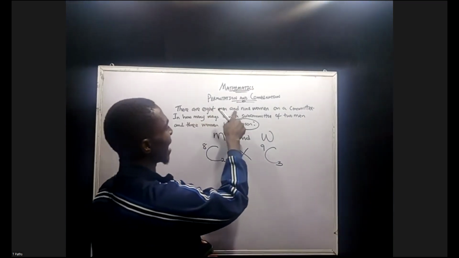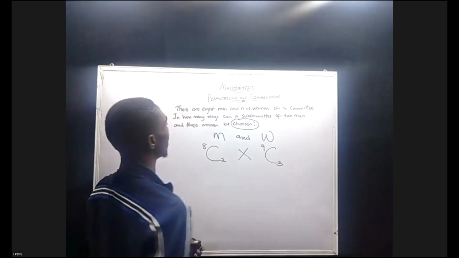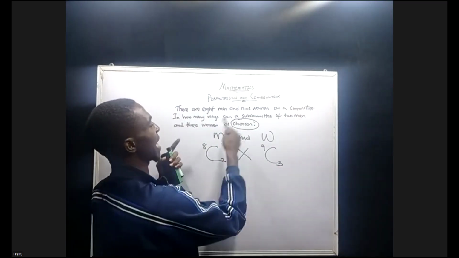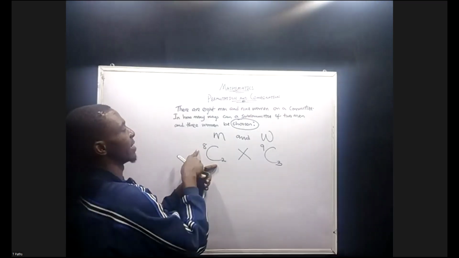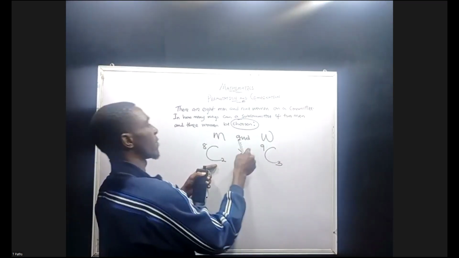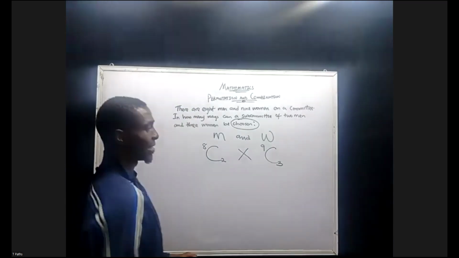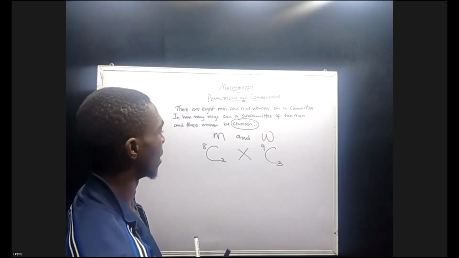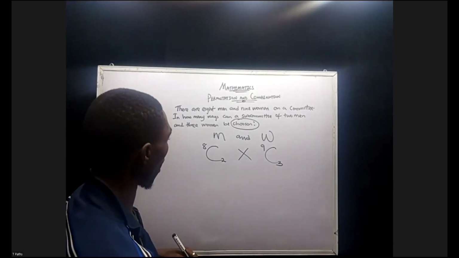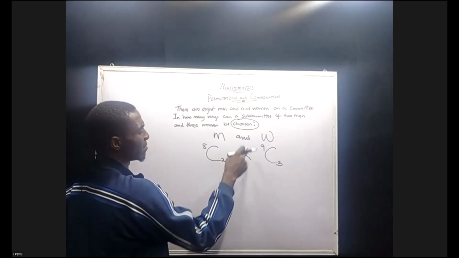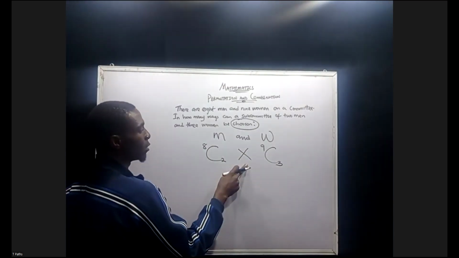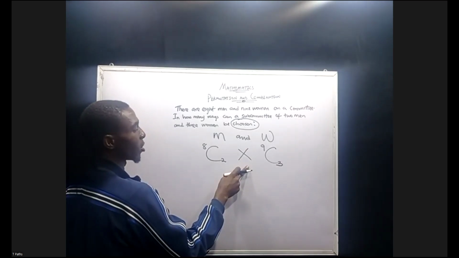There are 8 men and 9 women on a committee. In how many ways can a subcommittee of 2 men, yes, 2 out of 8, and 3 women, 3 out of 9, be chosen? That is the question. Here comes the solution. So we use the same logic. The word and means multiplication. The word or means addition.